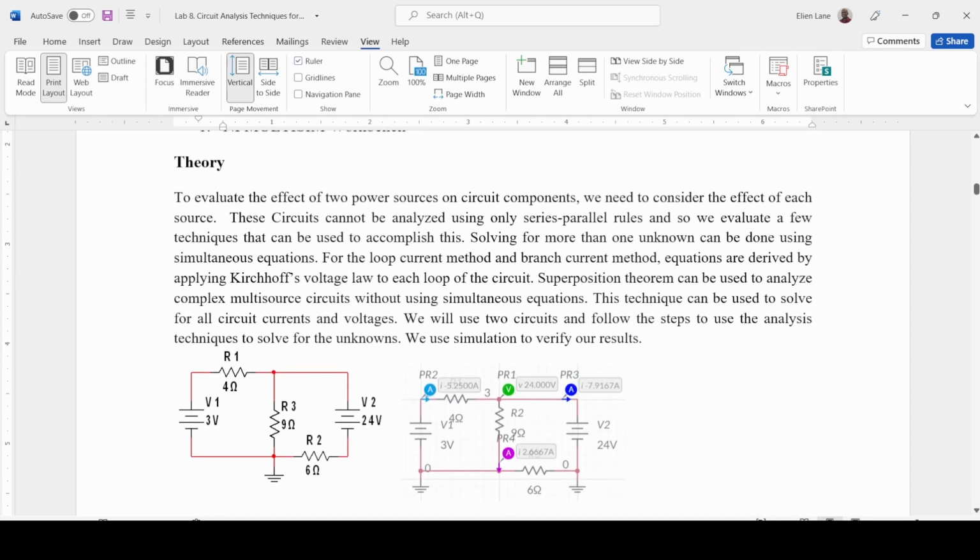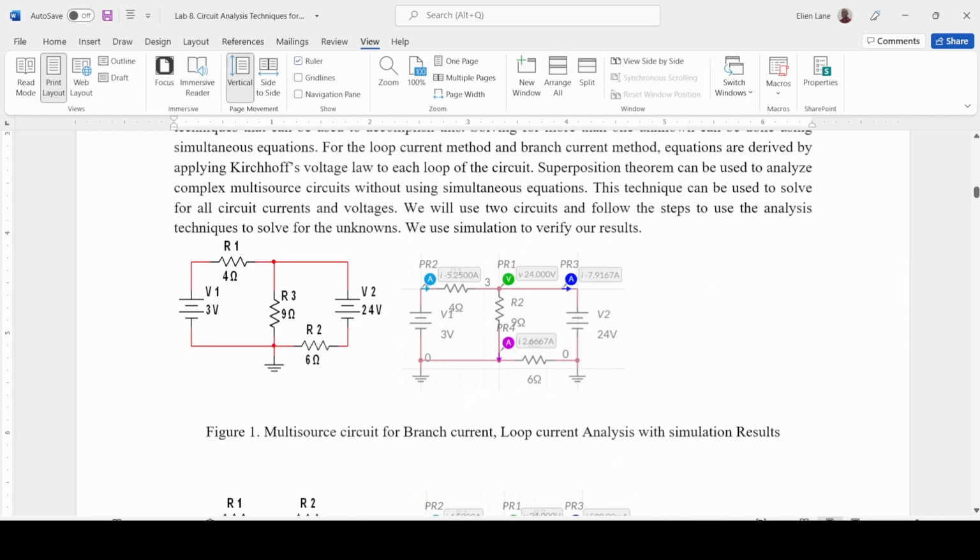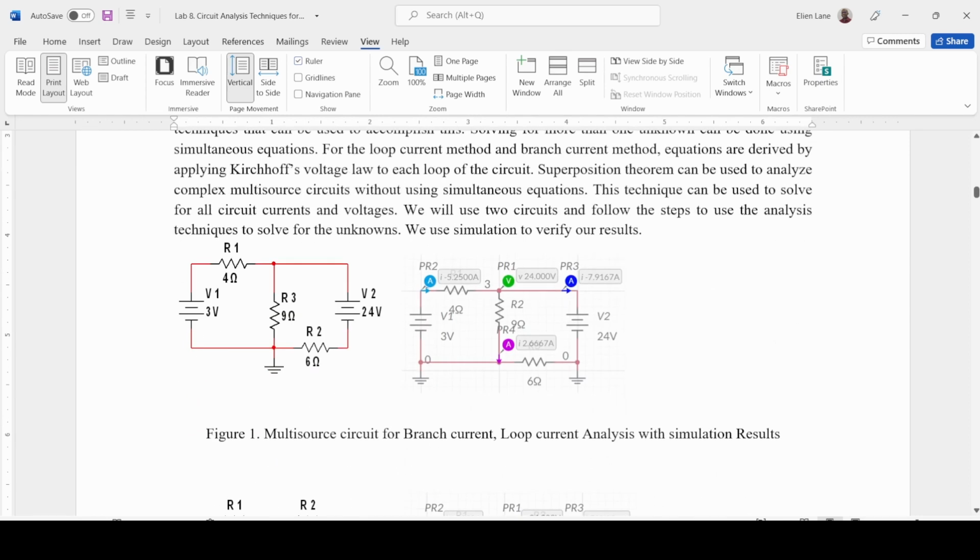So there are some circuits where we cannot just use the series and parallel rules to obtain the currents flowing in the circuit, because we have currents from this source and currents from this source, and they interact with each other so that we cannot directly calculate them. That's why we need to use these different techniques. In this lab, we are not really interested in the answer. We are interested in you using the technique. We find the answers using simulation, and we use these answers to verify our solutions using the techniques. This circuit has two sources.